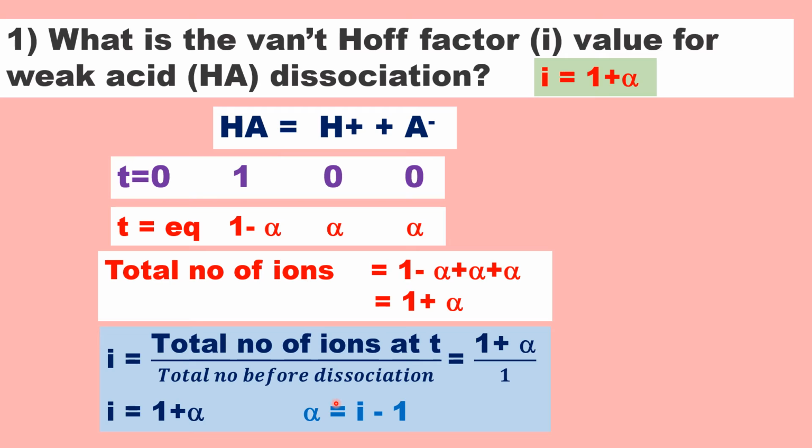If you know alpha, you can calculate the Van't Hoff factor i, or if you know i, we can calculate alpha, the degree of dissociation.